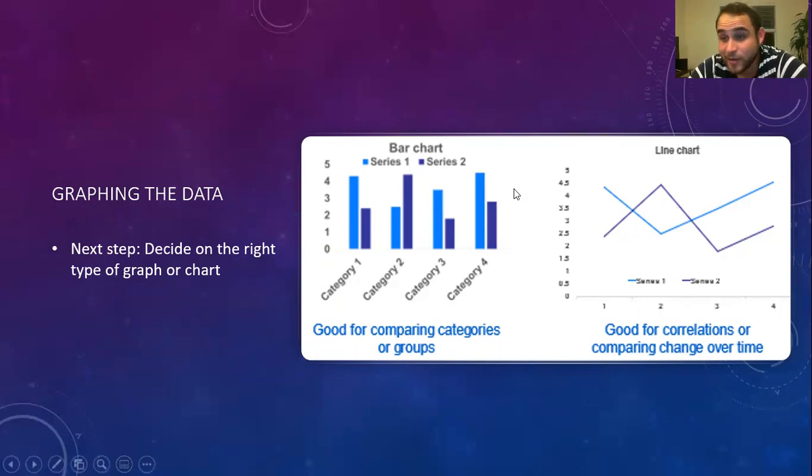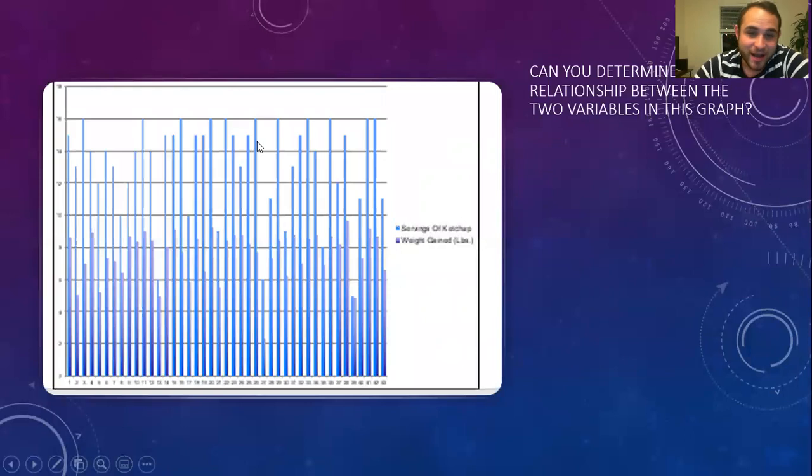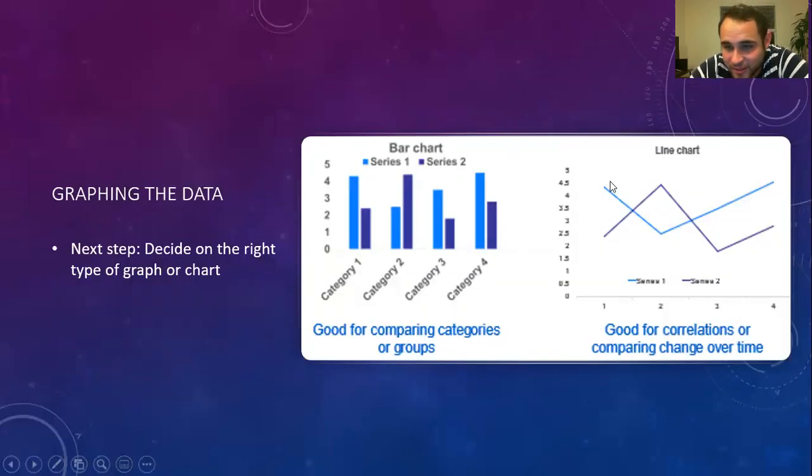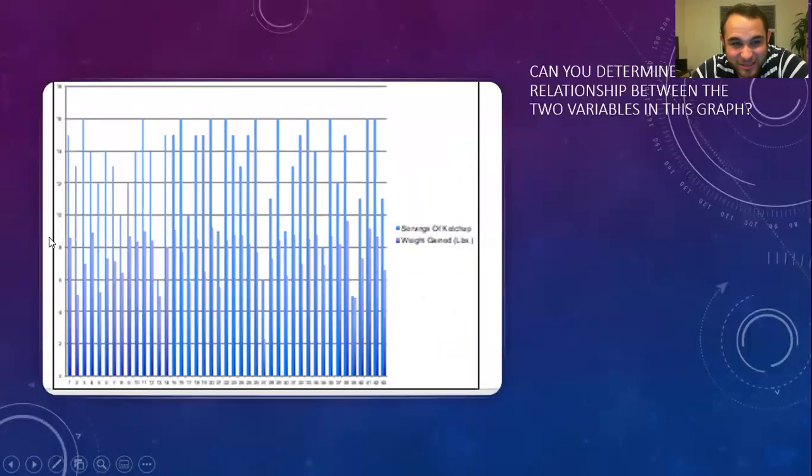And sometimes we will choose the incorrect, or not incorrect, but not necessarily the best one. So for example, here, I'm trying to show a trend using bars, and you can't actually see it. Again, for example, here we have ketchup consumption versus weight gain. So which one is ketchup? It's light blue. I can't see them very well.